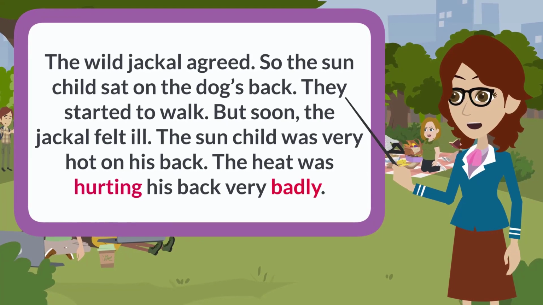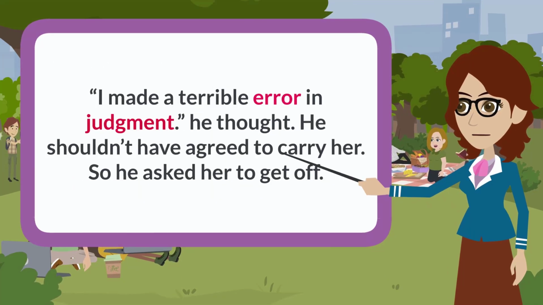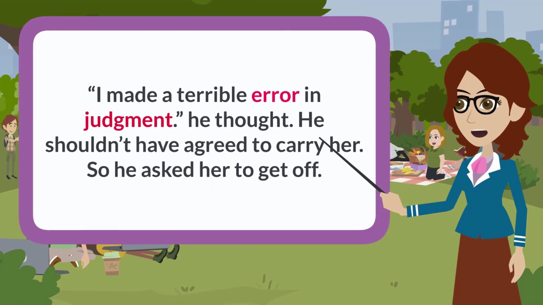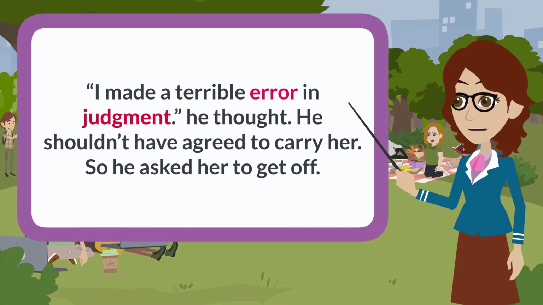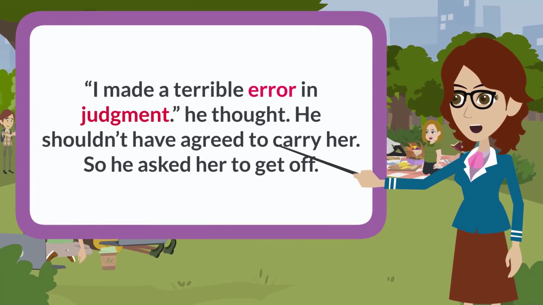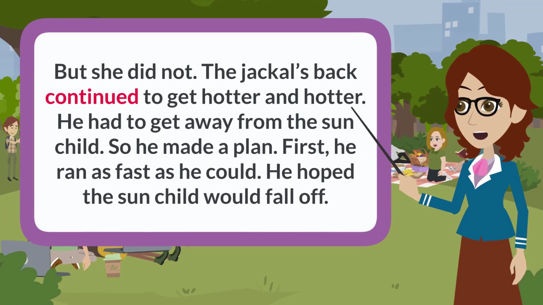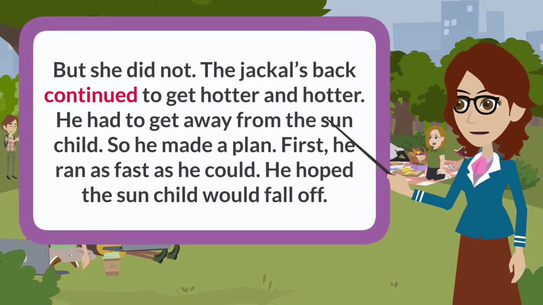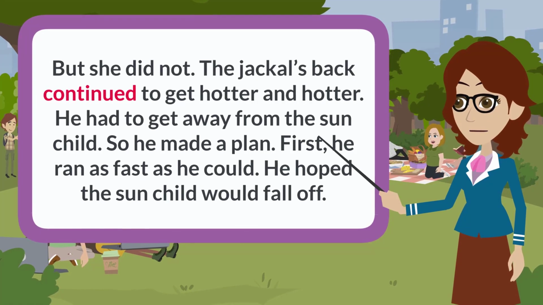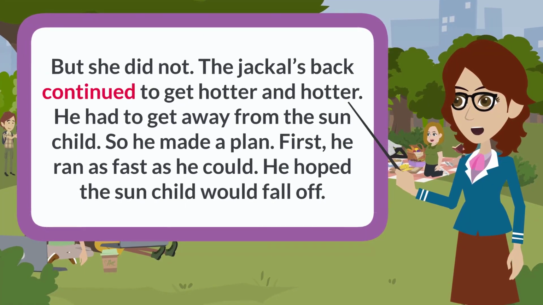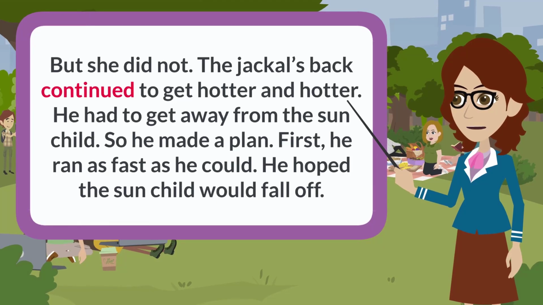The heat was hurting his back very badly. "I made a terrible error in judgment," he thought. He shouldn't have agreed to carry her, so he asked her to get off. But she did not. The jackal's back continued to get hotter and harder. He had to get away from the sun child, so he made a plan.